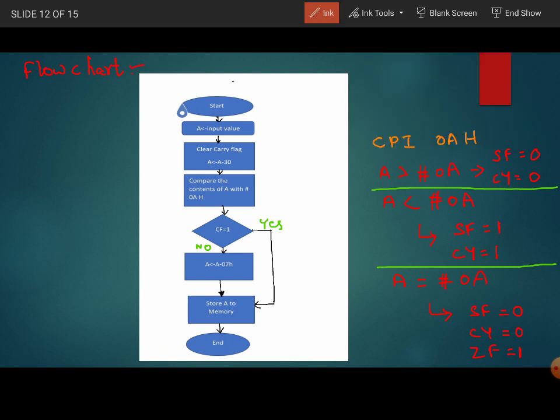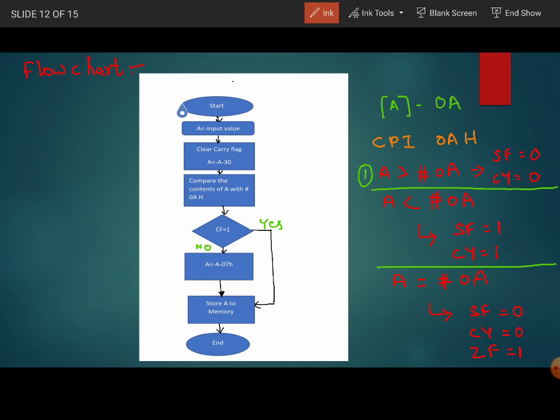Now in the first case, if the content of accumulator is greater than 0A. So what are you trying to do here? Usually the compare operation is done by subtraction. Internally the microprocessor does subtraction whenever it has to compare any two numbers. Now what does it do? The content of accumulator minus 0A.